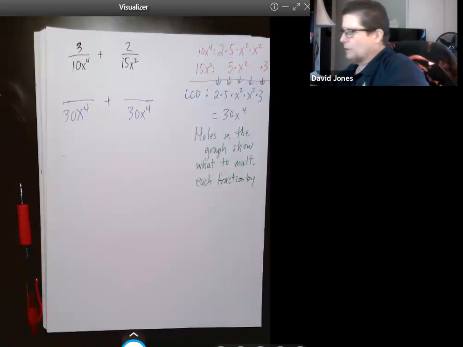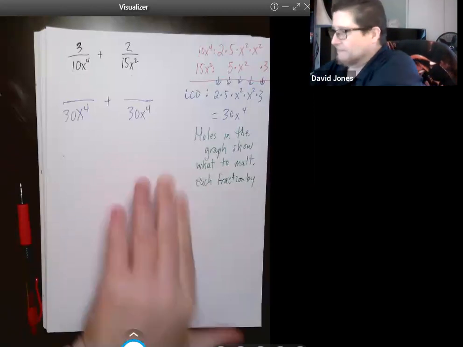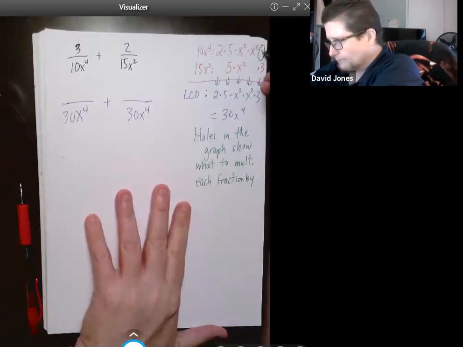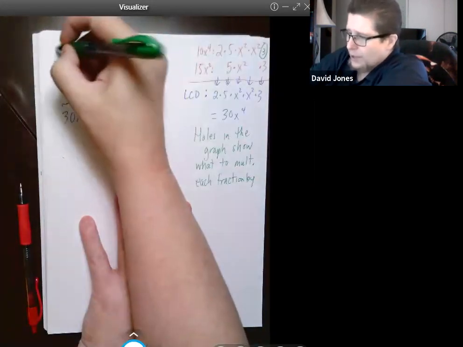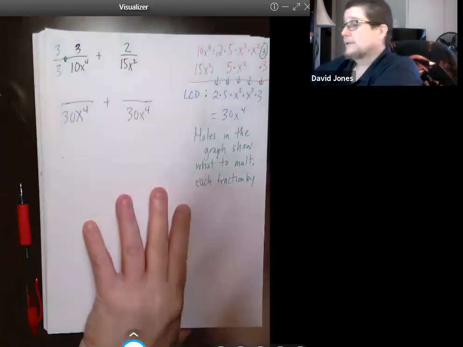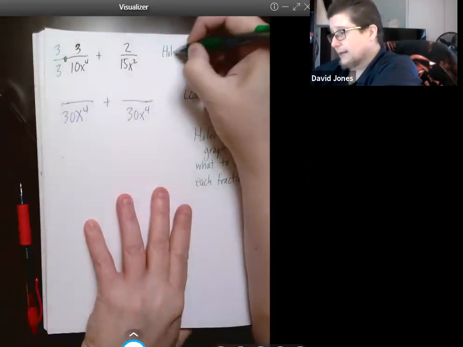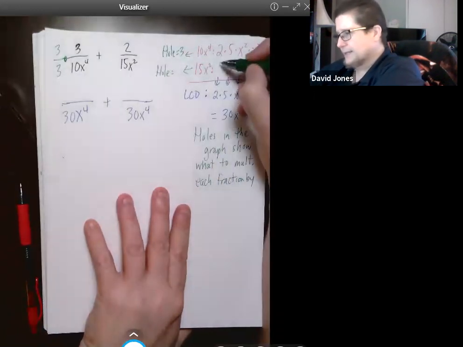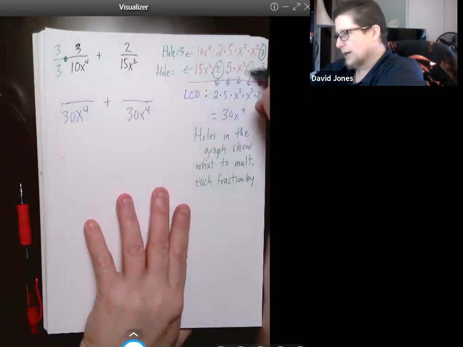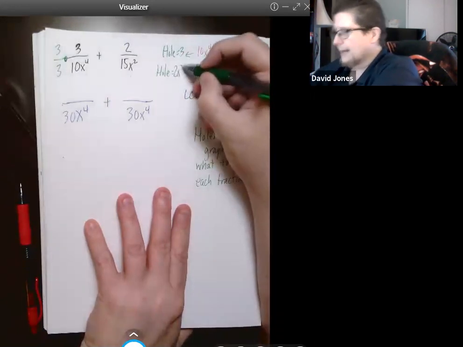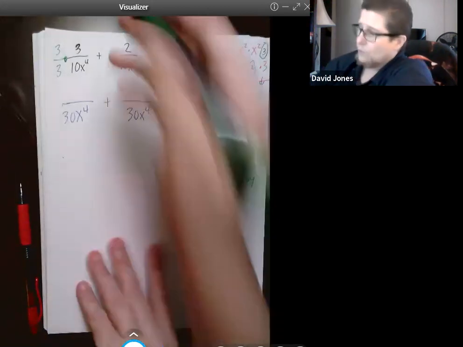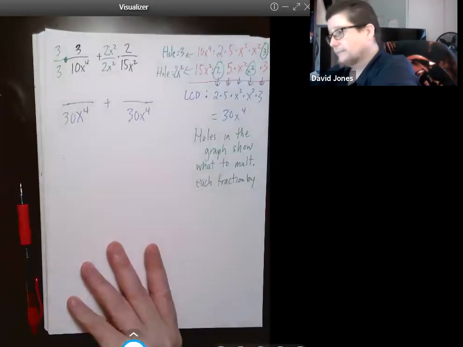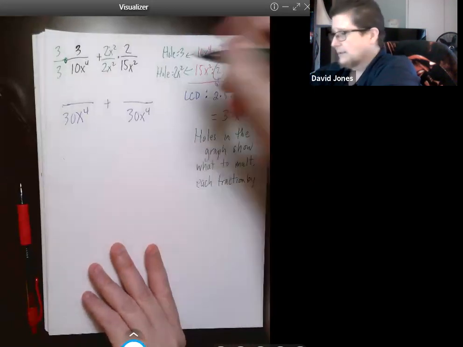So what do I mean by that? What are the holes in the graph? Look at the rows. 10x to the 4th has a hole here. It's empty there. And that column is a 3. So I'm going to multiply this by 3 over 3. In this row, what does the hole equal? It's missing a 2, and it's missing an x squared. The hole for the right hand thing is 2x squared, which means I'll multiply this one by 2x squared over 2x squared. Okay.